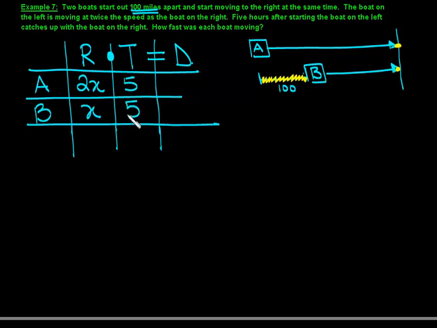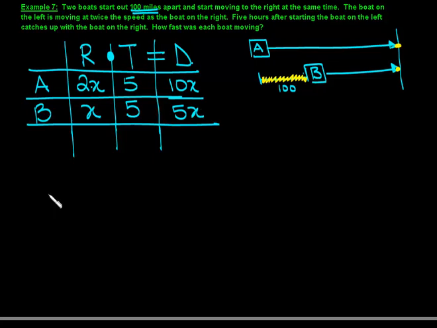So they've been traveling for the same amount of time. Once we know that, we can find the distance easily. All we have to do is multiply the rate and the time. So we get 10x and we get 5x. Okay, then what do we want to do? We want to set up our equation to solve for x.